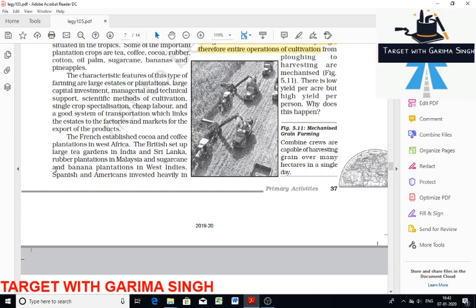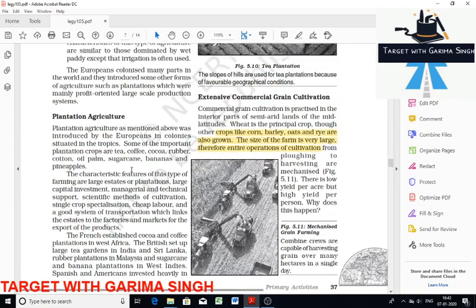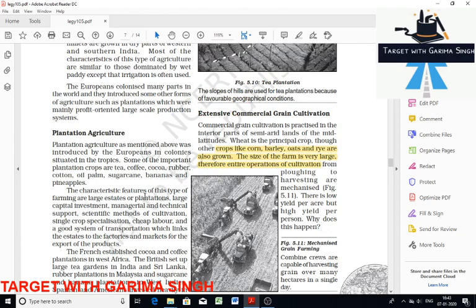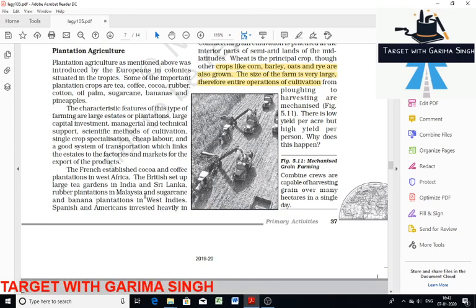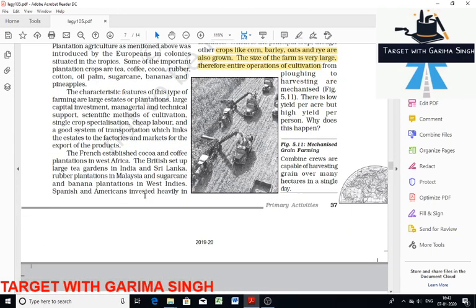You can say that the French established cocoa and coffee in West Africa. The British set up tea gardens in India and Sri Lanka, rubber plantations in Malaysia, and sugarcane and banana in the West Indies. Then the Dutch started sugarcane in Indonesia. Coffee fazendas are managed by the British in Brazil.